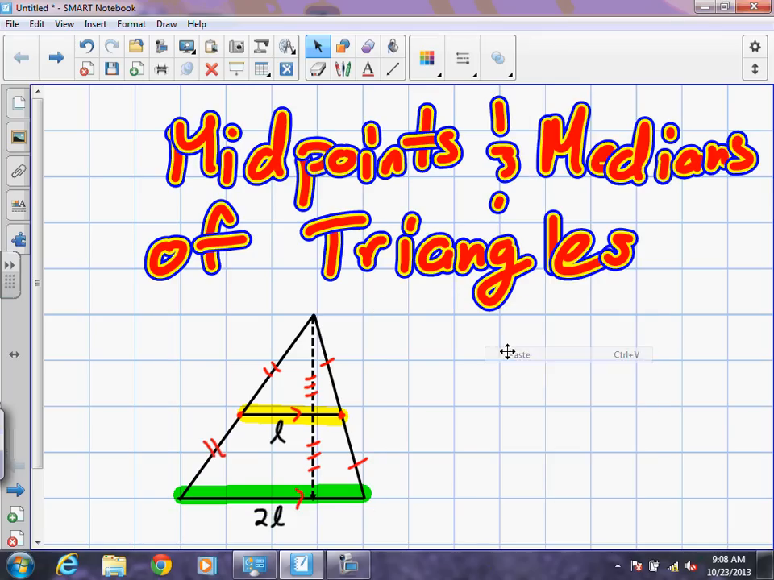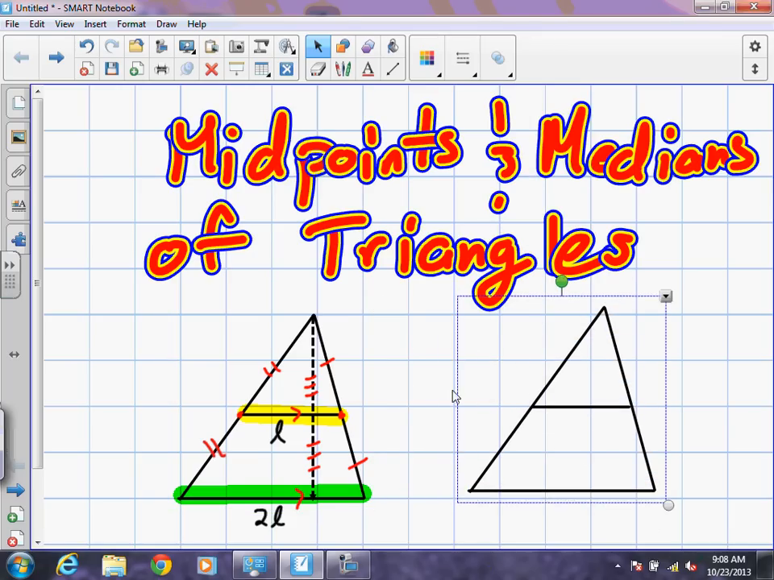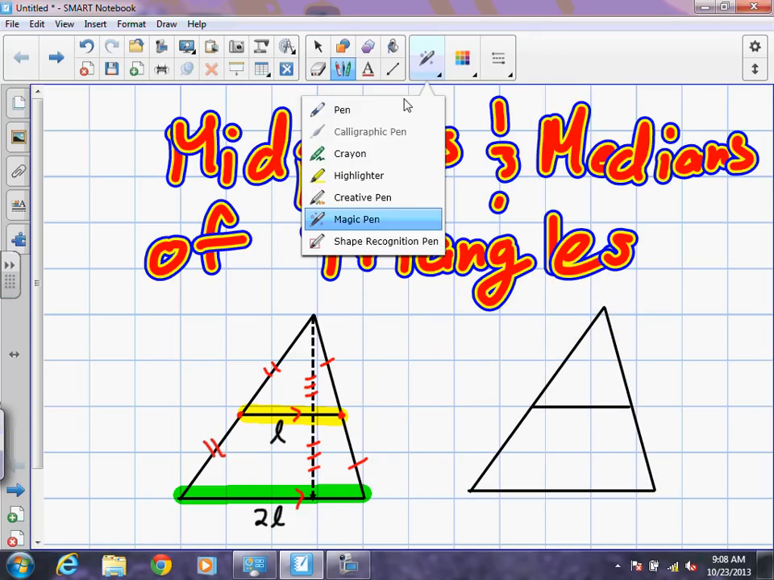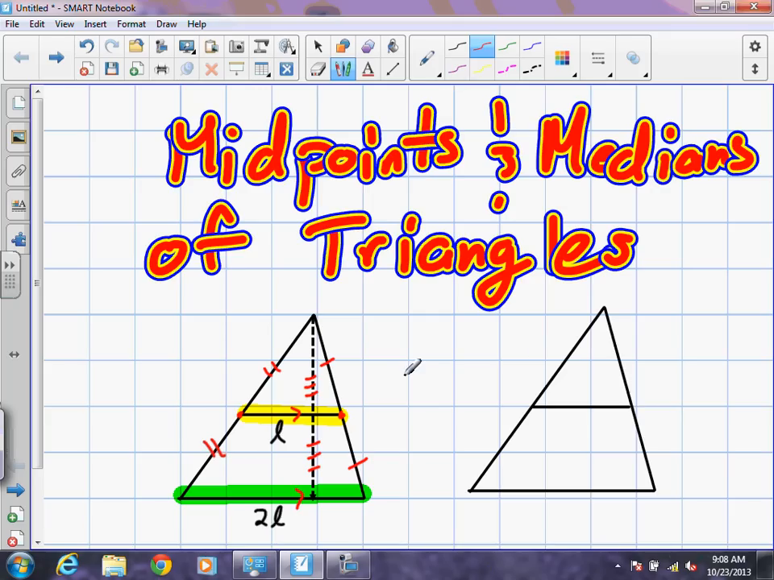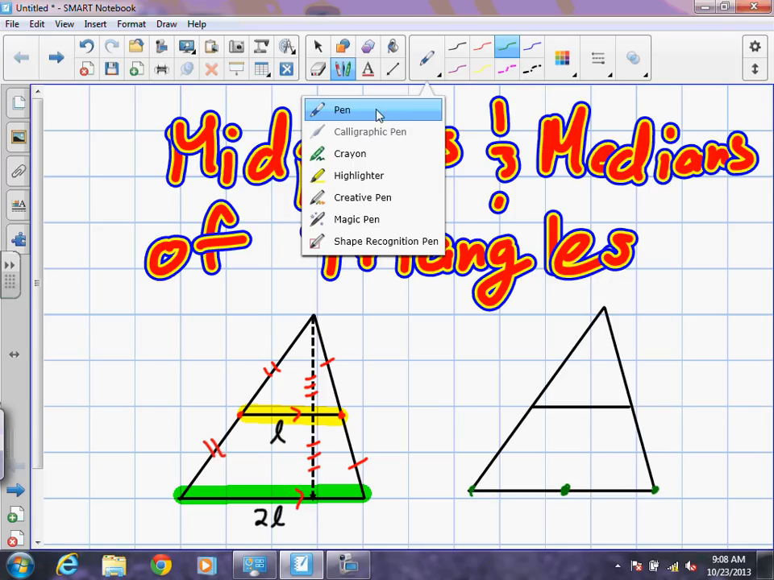Now, another rule I want to talk about here is the median of a triangle. The median of a triangle has to do with finding a midpoint. In this case, we're going to find the midpoint of our base. So this would be considered our base for our purposes right now. And we're going to estimate that it's maybe right here, this midpoint. Now, we already talked about the height. The height has to be perpendicular to the base.